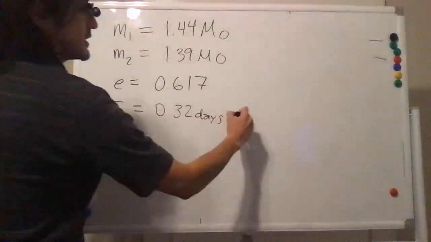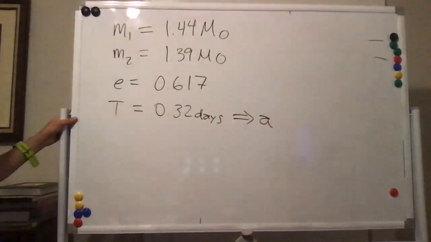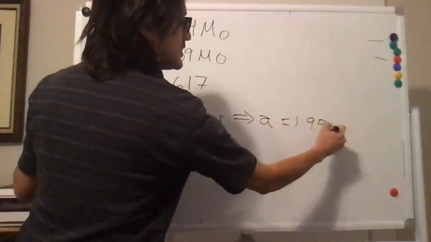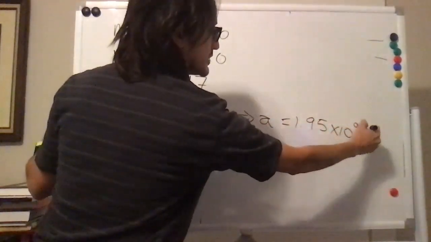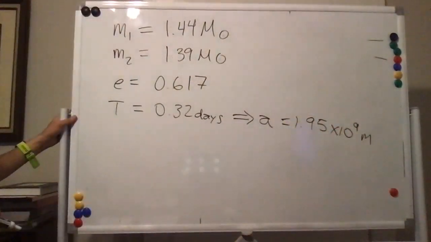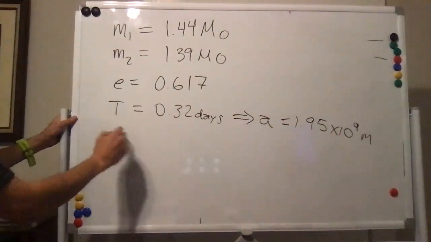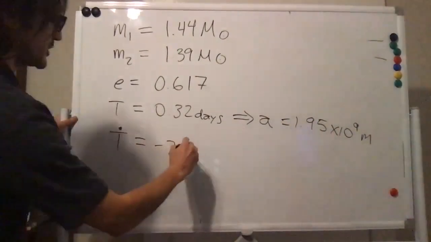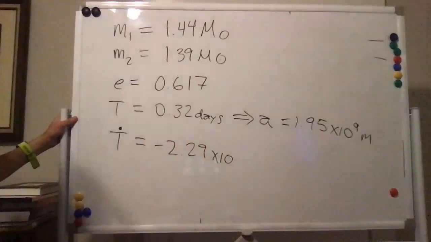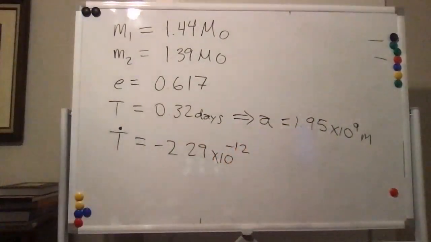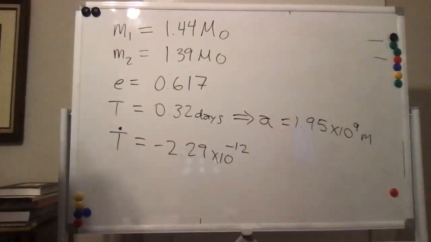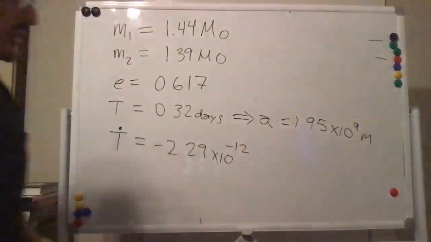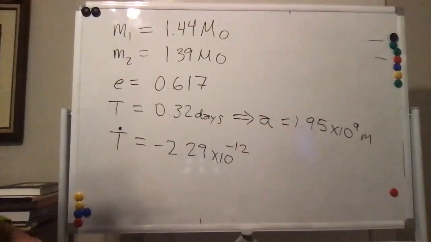And from the period, you can get the semi-major axis. So it's 1.85 × 10^9 meters. And the period is decreasing at a rate of -2.29 × 10^-12 per orbit. So this distance is smaller than the orbit of Mercury.